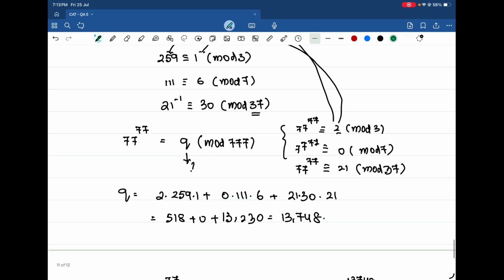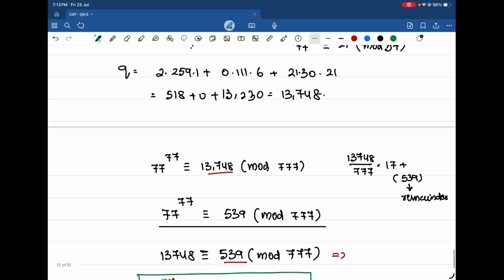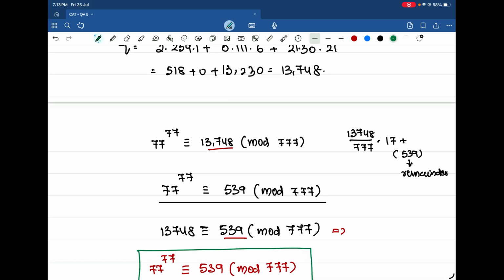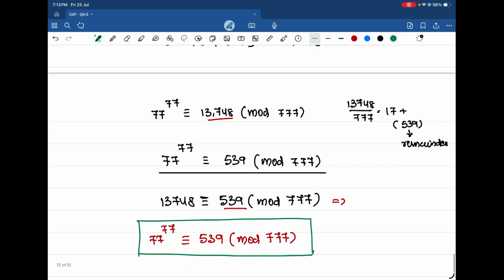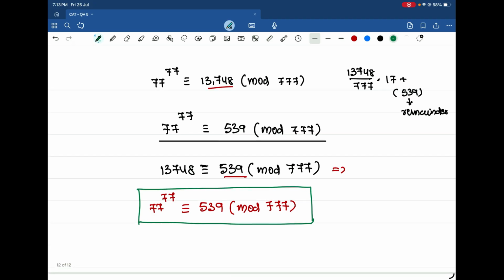And when we have got the values, we have not taken modular inverse everything into consideration. We just multiplied 259 into 1 into 2, 0 into 11 into 6, 21 into 30 into 21, that we got 13,748. That 13,748 is divided by 777. Then we got 539 as the remainder. Hence 77 to the power of 77 is equivalent to 539 mod 777.